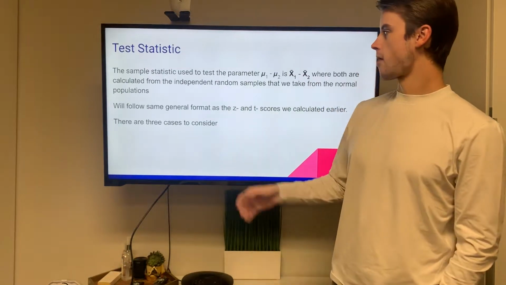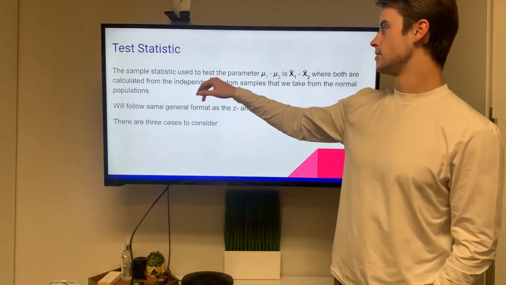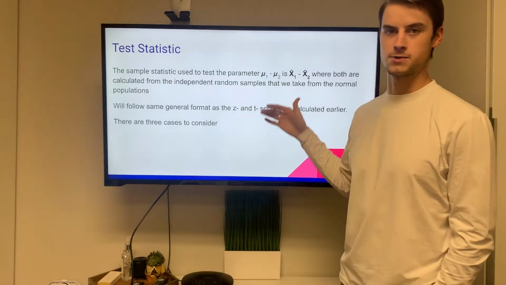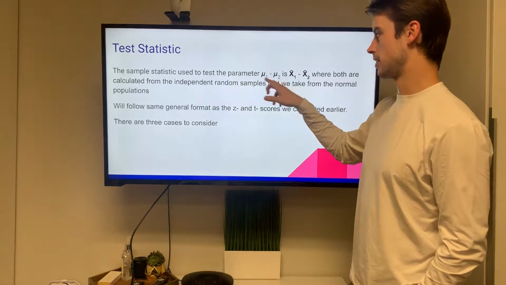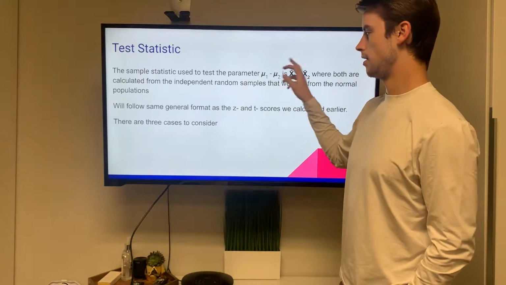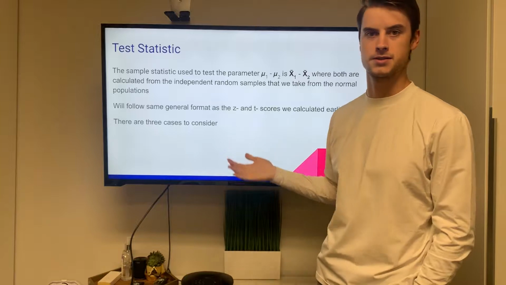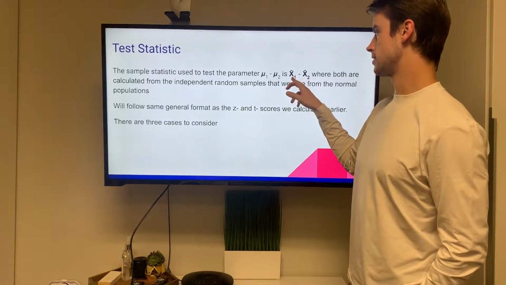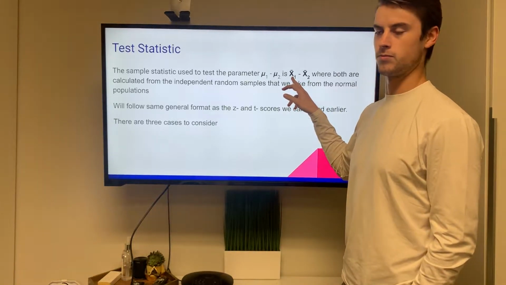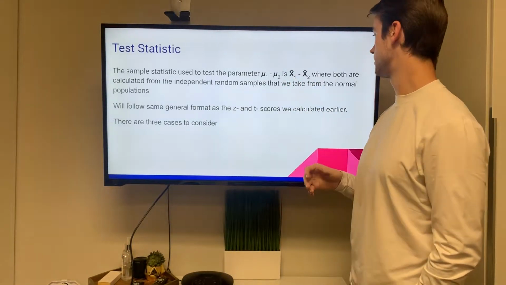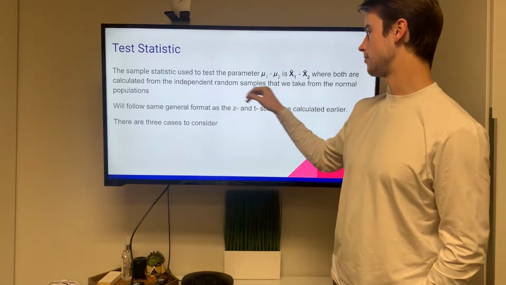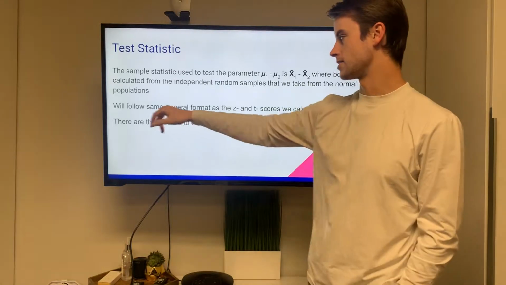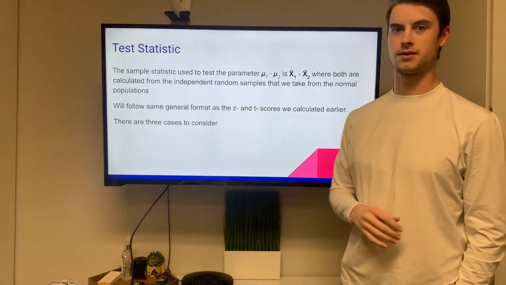Test statistic. The sample statistic we use to test the parameter, again, is mean 1 minus mean 2, which is basically X bar, your sample mean. In this case, it's our first sample mean minus our second sample mean. They're both calculated from independent random samples that we take from normal populations. And we follow the same general format as the Z and T scores we calculated earlier.